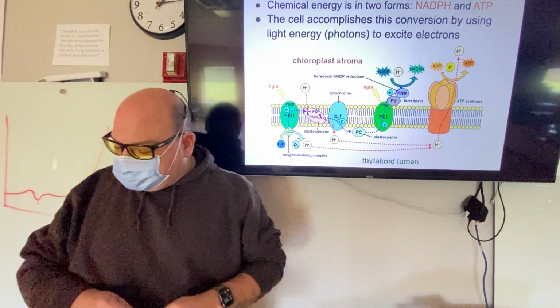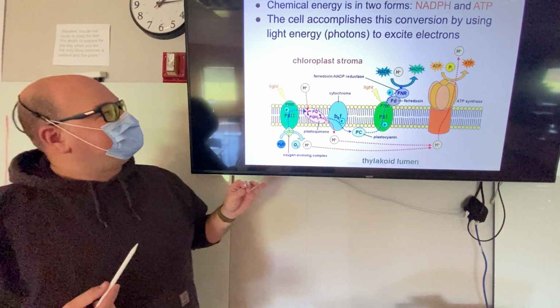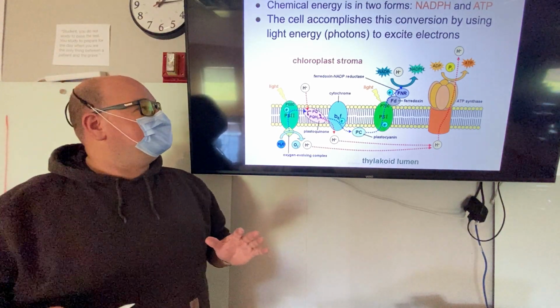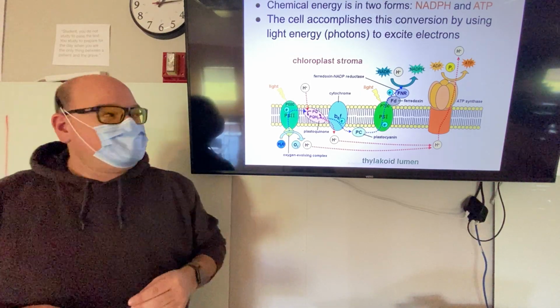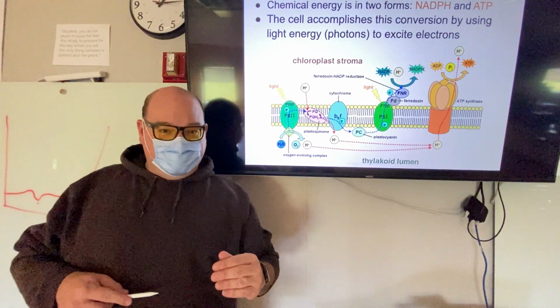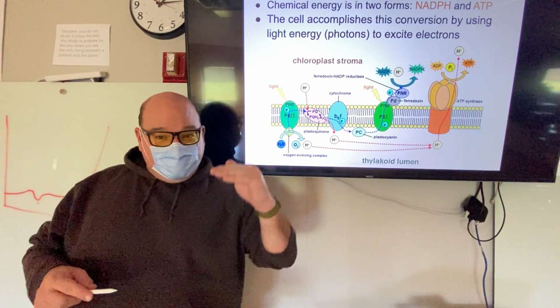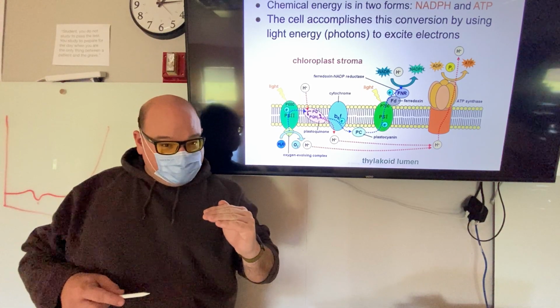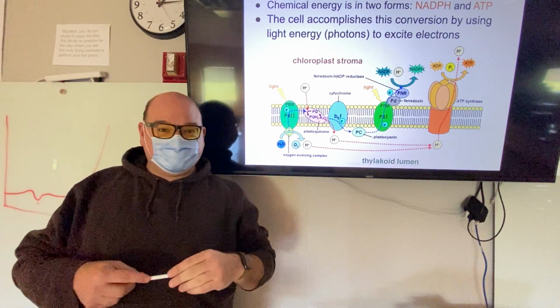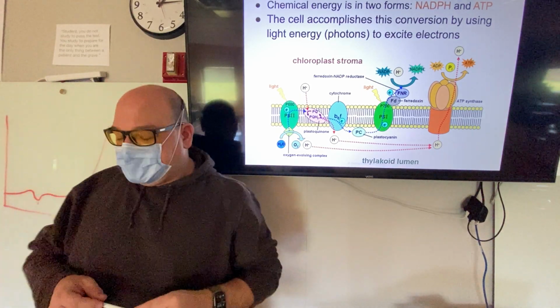So how does this happen? What happens is the cell gets this done by using photons to excite electrons. And some of you are chemistry people. Does anybody remember energy levels and electrons jumping energy levels and coming back down? Oh, yeah. Okay, I see some heads nodding.